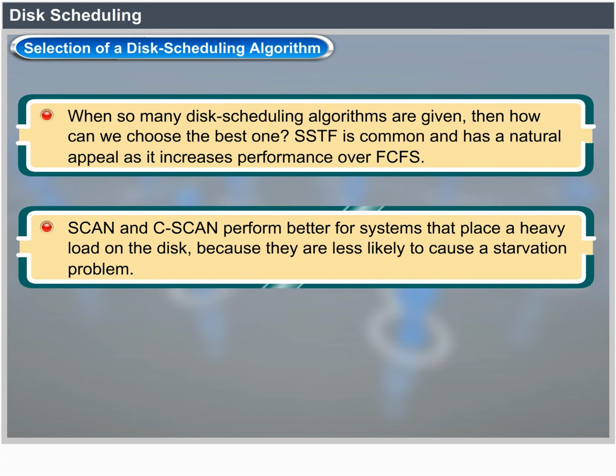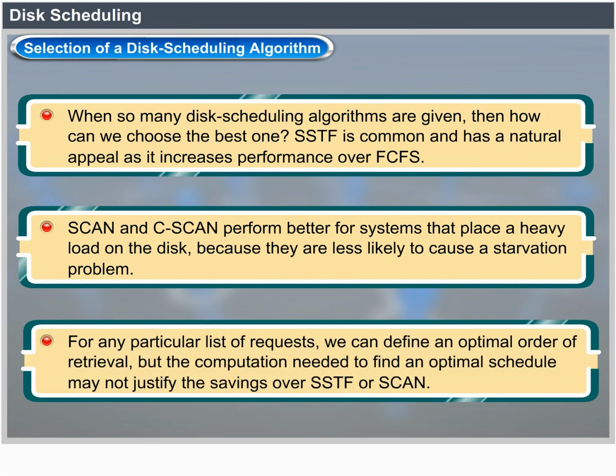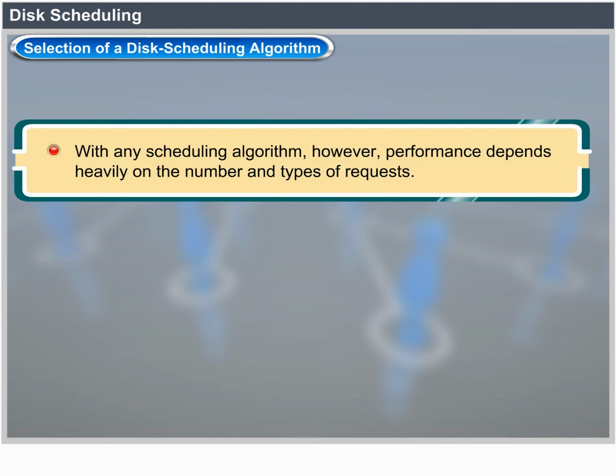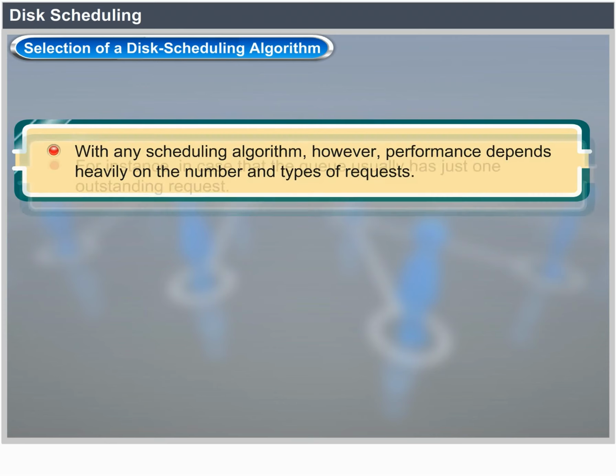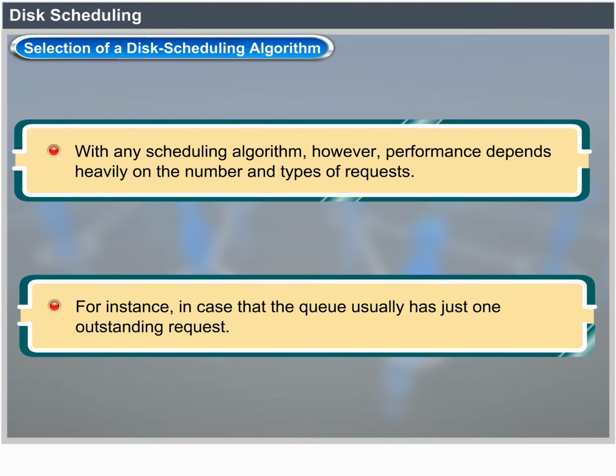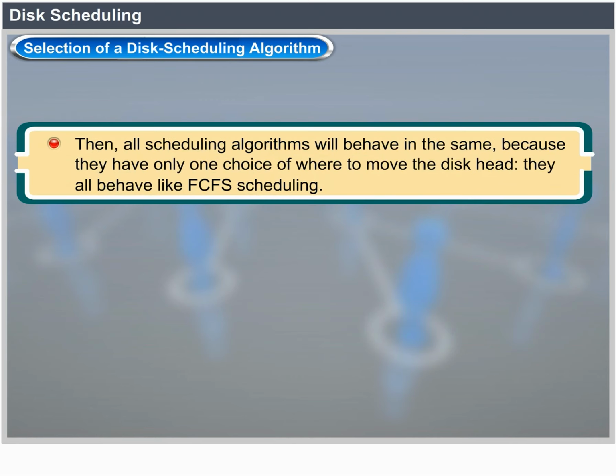For any particular list of requests, we can define an optimal order of retrieval, but the computation needed to find an optimal schedule may not justify the savings over SSTF or scan. With any scheduling algorithm, however, performance depends heavily on the number and types of requests. For instance, suppose that the queue usually has just one outstanding request. Then, all scheduling algorithms behave the same because they have only one choice of where to move the disk head. They all behave like FCFS scheduling.